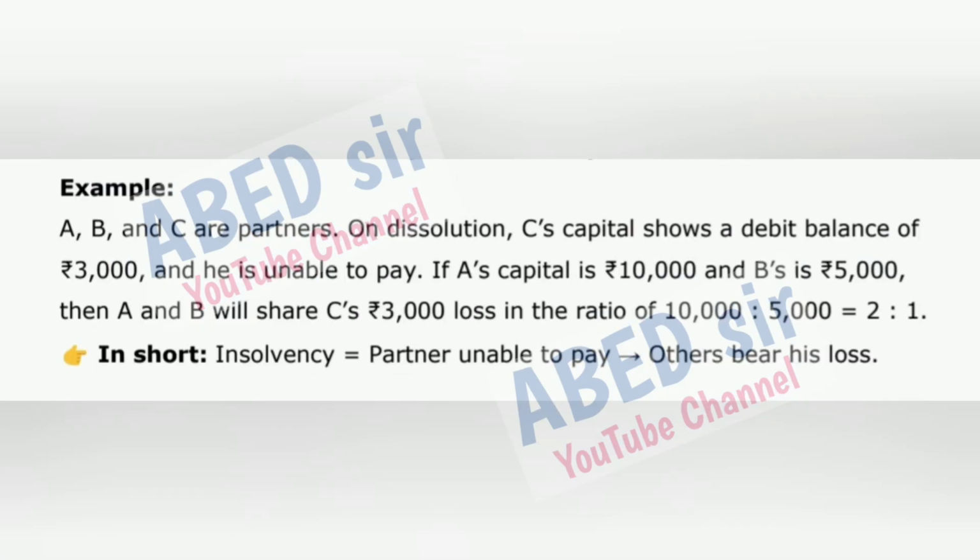Example: A, B, and C are partners. On dissolution, C's capital shows a debit balance of 3,000 rupees and he is unable to pay. If A's capital is 10,000 rupees and B's is 5,000 rupees, then A and B will share C's 3,000 rupee loss in the ratio of 10,000:5,000, which is 2:1. In short, insolvency means the partner is unable to pay, so others bear his loss.